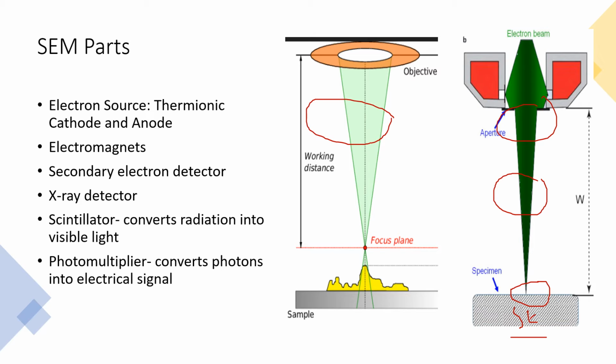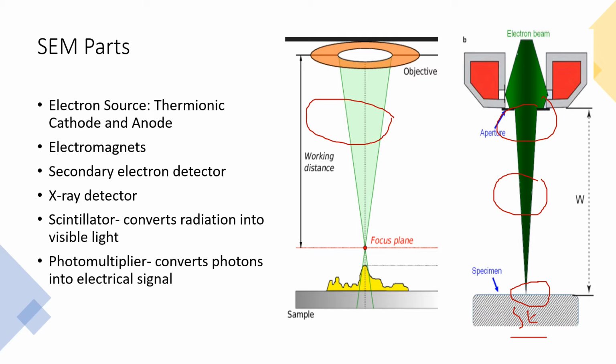Finally, we have the scintillator that converts radiations, like the secondary electron radiations and X-ray radiations, into light flashes. And then the photomultiplier converts these light flashes into an electrical signal, because we are not looking into the microscope. In fact, we are looking at a monitor screen. So the data produced by secondary electrons and X-ray radiations need to be converted into electronic signals so that our monitor is able to produce the images.